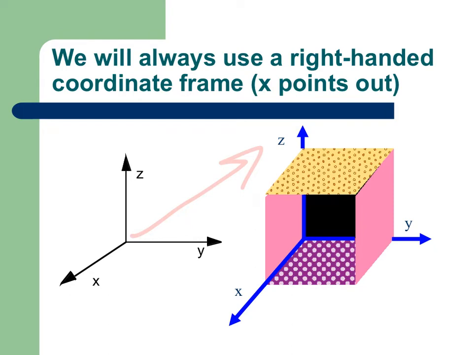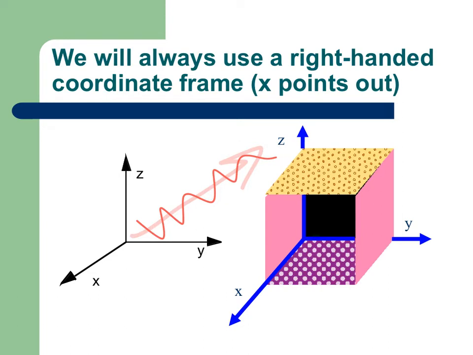Now, it turns out that if we look at the axes that we have drawn here, not the extra one I did, but if we just look at this X, Y, Z set of axes, this makes a right-handed coordinate frame. So let's talk about what that means.